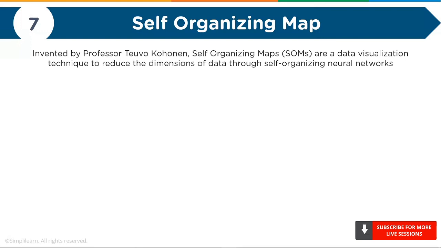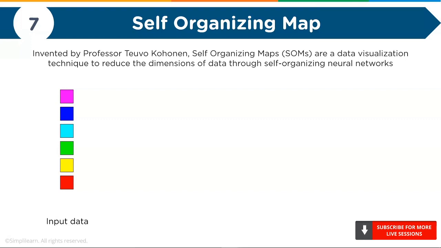It reduces dimensions by producing a map of usually 1 or 2 dimensions, which plot the similarities of the data by grouping similar data items together. Hence, self-organizing maps accomplish two things: they reduce dimensions and also display similarities.